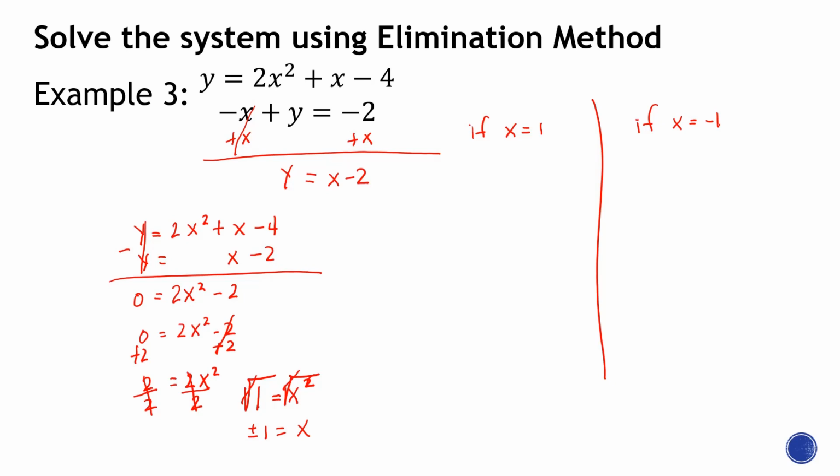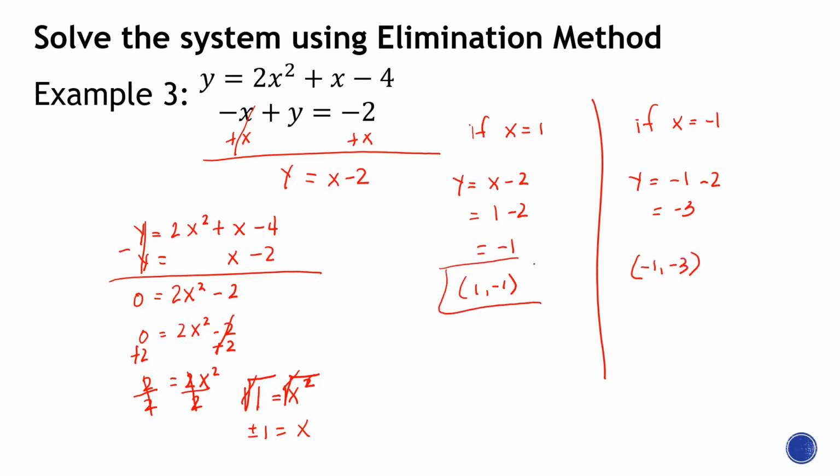So let's use the linear equation here. Y equals x minus 2. If x is 1, this is 1 minus 2, which is equal to negative 1, which means that the answer is 1 and negative 1 if x is 1. If x is negative 1, this is equal to negative 1 minus 2, which is equal to negative 3. And another point of intersection is at negative 1 and negative 3. Okay, so here we go.